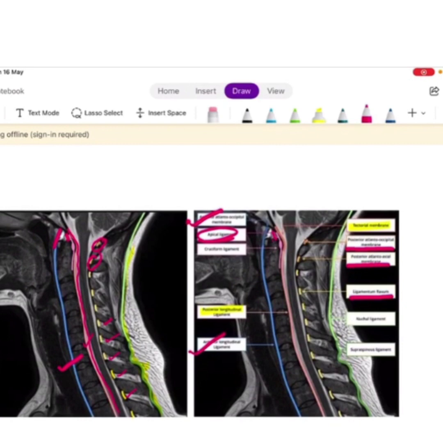longitudinal part, this one. Okay, this one is actually the cruciform ligament. Longitudinal part, this light pink color, is the cruciform ligament, and it actually passes in between the apical ligament and the tectorial membrane, and it attaches the tip of the dens to the clivus again. Okay, till now that's okay.